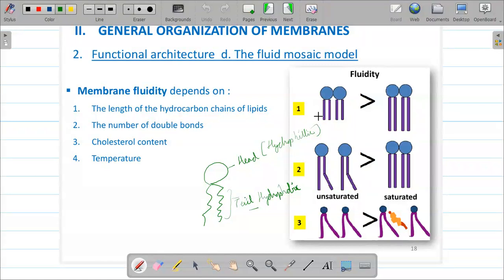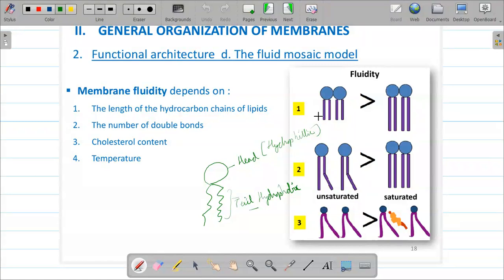Second thing, I'm going to take the same lipid molecule. One is small in size, and the other one is large in size. So the smaller the lipid, the faster the movement, the faster the fluidity. Are you able to understand this?